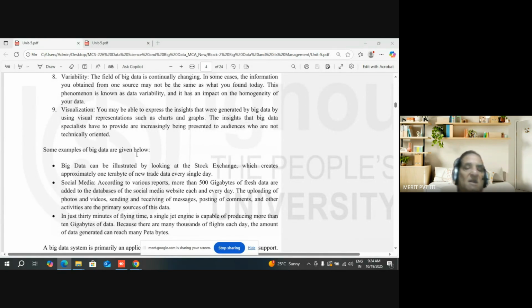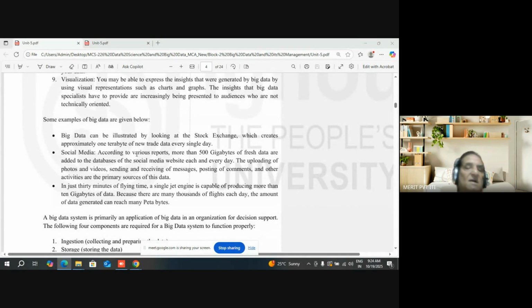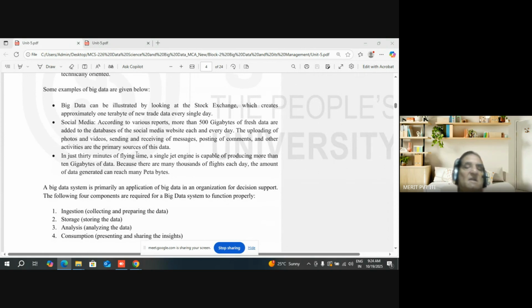So this is some example of big data. Big data can be illustrated by looking at the stock exchange, social media. In just 30 minutes of flying time, a single jet engine is capable of producing more than 10 gigabytes of data. So you can see how much data there is, because it will take temperature, it will take speed, it will take humidity, it will take all types of things. And every second or every minute, it will take the observation, and that becomes a few gigabytes of information.